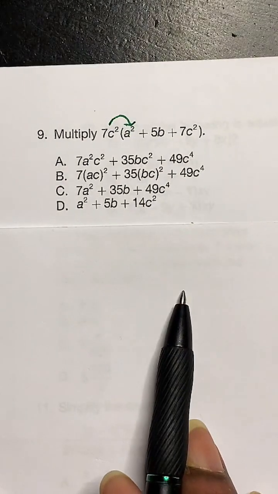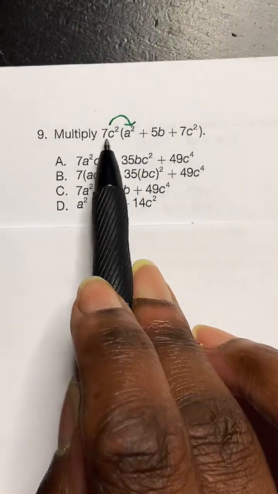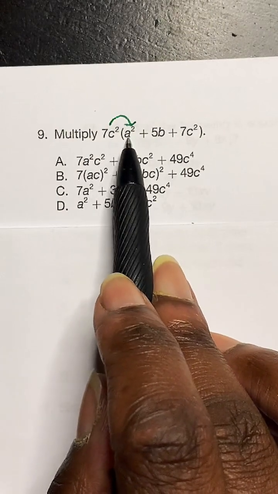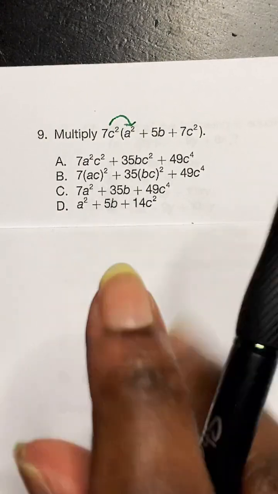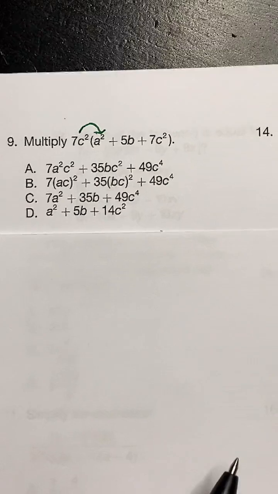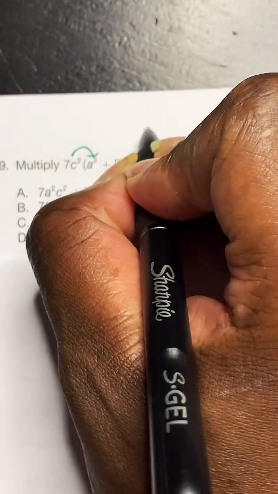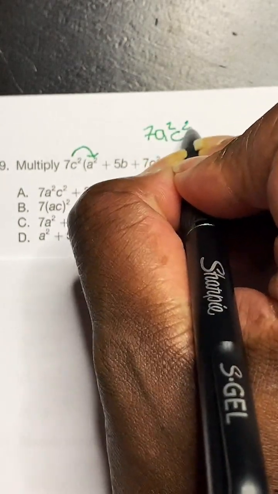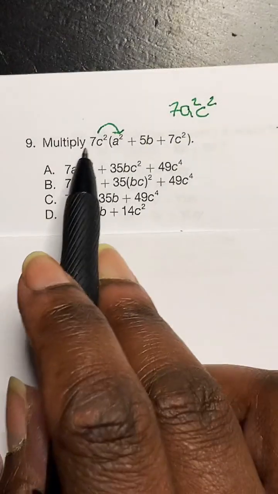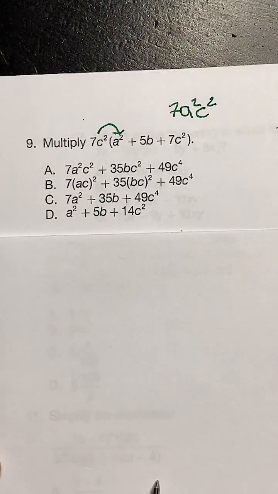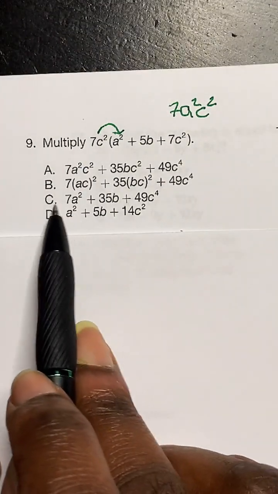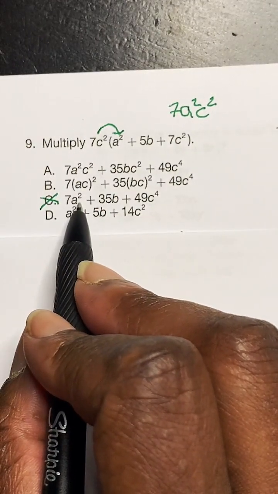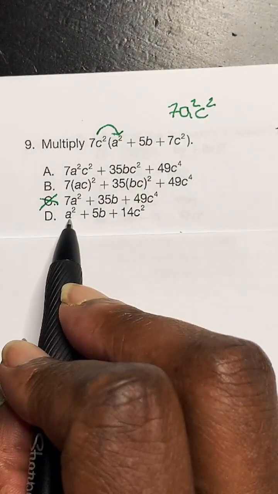So here's one way to kind of reduce everything. We have 7c squared times a squared. Since the c and the a are not the same bases, we can just put them together. So it would be 7a squared c squared, to put in alphabetical order. So just by doing that first distribution, I know that C is out because that just has 7a squared. What happened to my c squared? Poof, gone. I know that D is out.